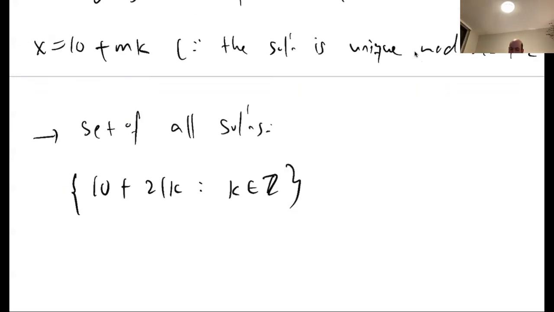Okay. Now, let's see how we can prove this theorem. Proof of theorem. The proof is important because not only does it prove the theorem, it also provides an algorithm for finding a solution for this system.